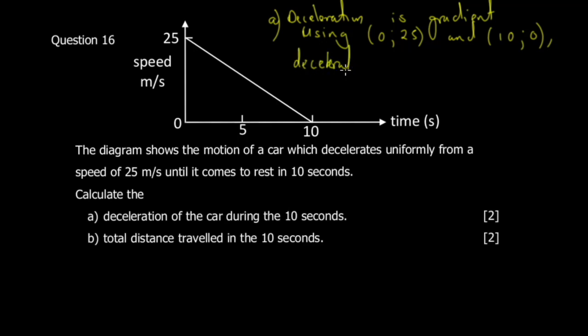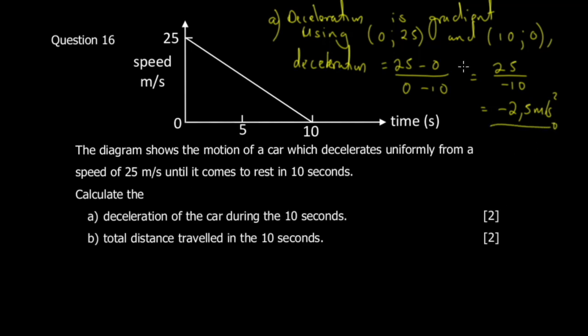You don't need to write all this, by the way. So deceleration is equal to gradient, so you can say m, which is equal to, we can take this one, 25 minus 0, so change in y over change in x. You started with 25, so you have to start again with the x coordinate from the same coordinate. So it's 0 minus 10. So you'd get 25 divided by minus 10, which is equal to negative 2.5. Write the units always. So it's meters per square second. These are the units for deceleration or acceleration.